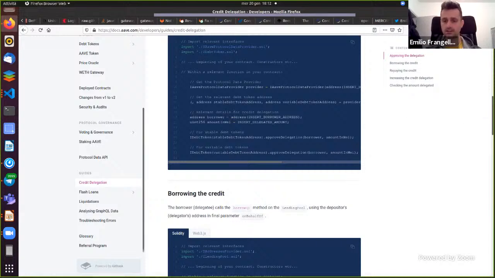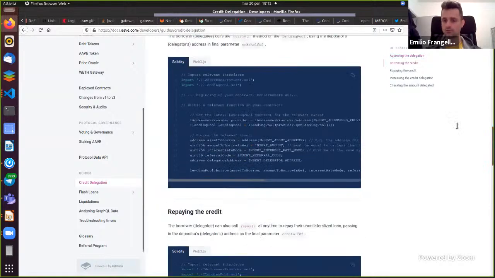So after that, the address of the user that you approved, the borrower, is able to go to the protocol and borrow, as long as you, the caller of this function, have enough collateral. You can do it via the UI, using Web3, or using Solidity.